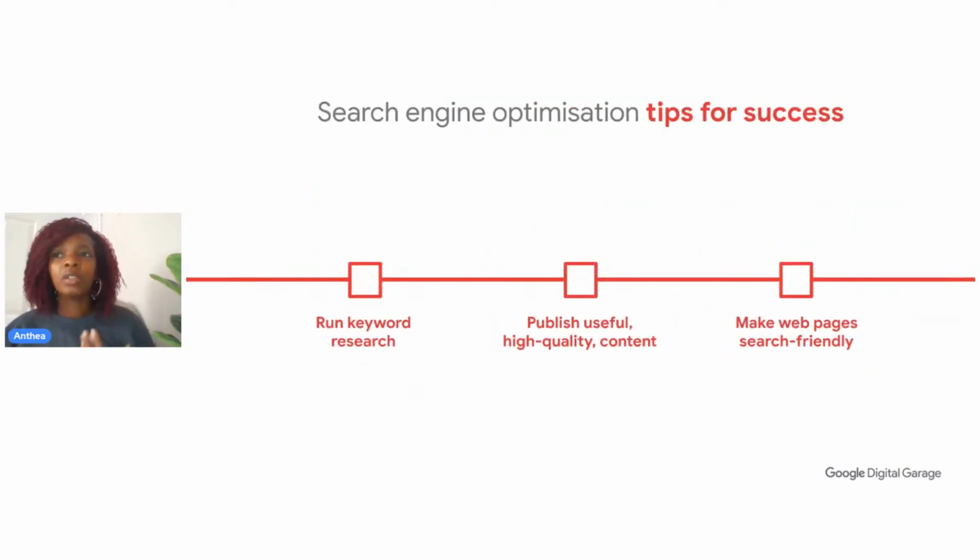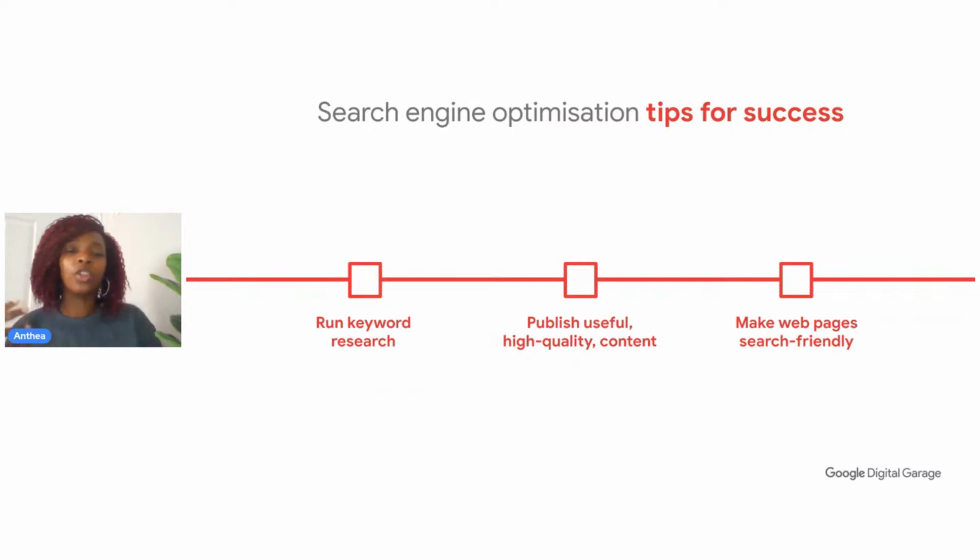So a few tips to be successful in terms of SEO. Make sure you're running a keyword search. In Google Ads, there is a keyword planner tool. Google Ads is a free account that you can set up, and you don't have to create an ad, but going through the process of creating an ad gets you to the keyword planner tool.